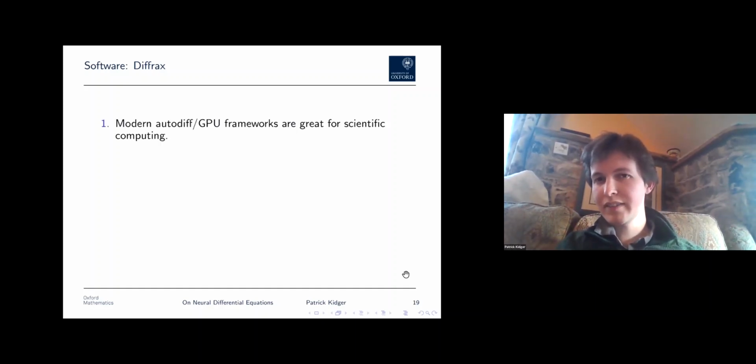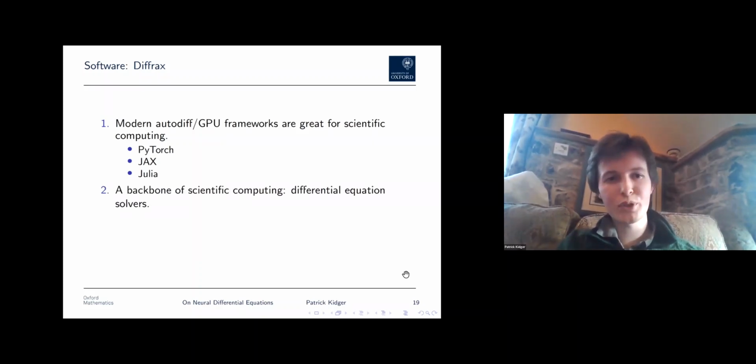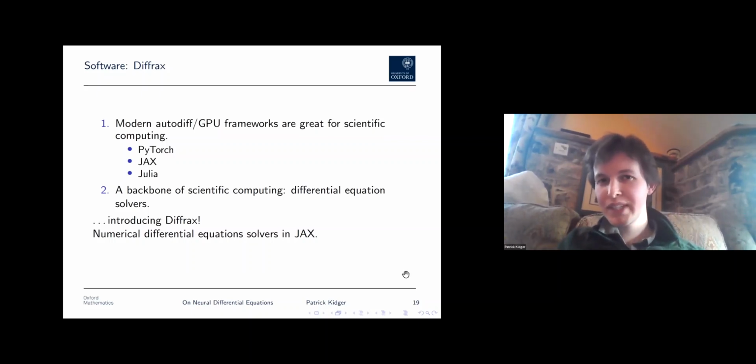Modern frameworks, these are really amazing things. The big three, I think, are undeniably PyTorch, JAX, and Julia. So why are these so great? Well, probably I'm preaching to the choir here. You can now run your scientific models on the GPU. You can now backpropagate through them without writing derivatives and things by hand. So this is great. These are tools that we should really be using and making the most of. What is the backbone of huge amounts of scientific computing? Differential equation solvers. And so it is in reflection of that I'm very happy to introduce Diffrax. These are differential equation solvers written in JAX.